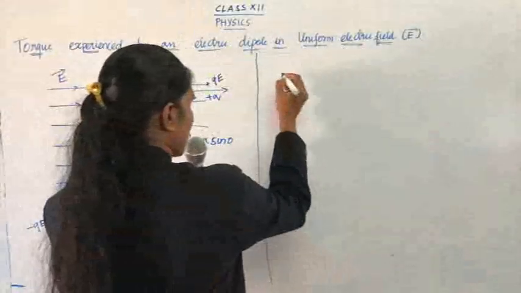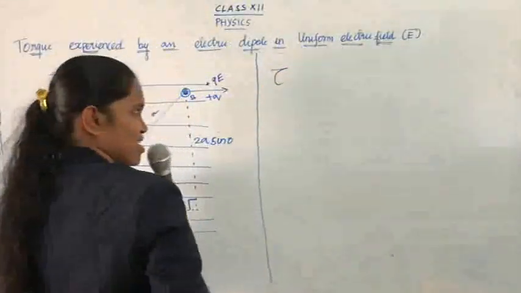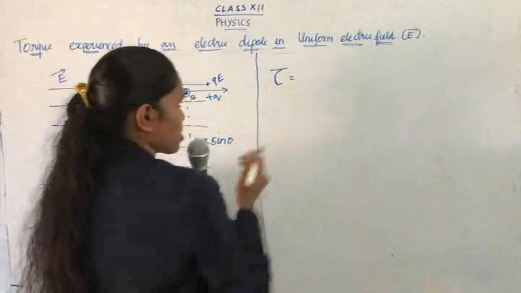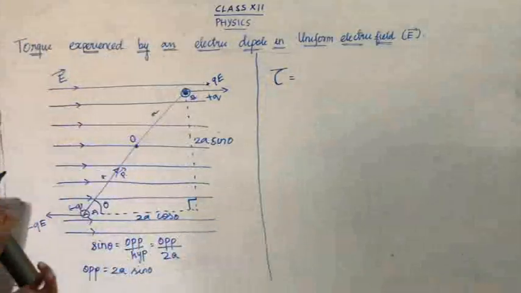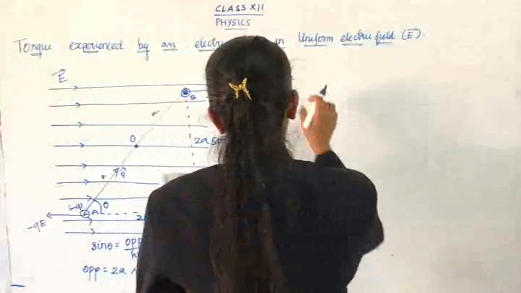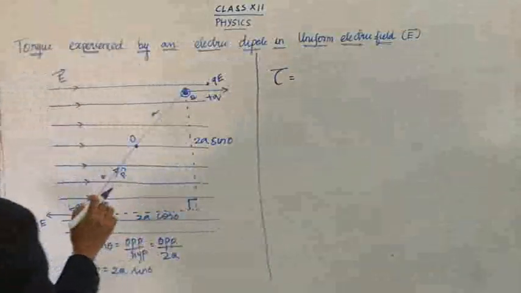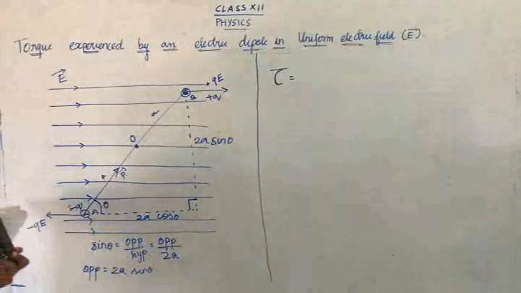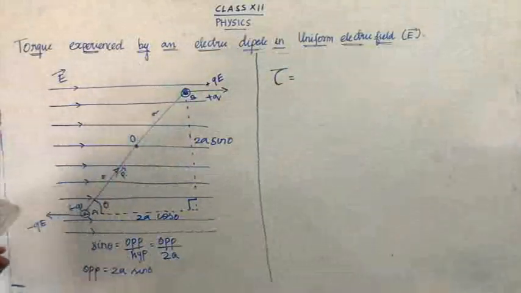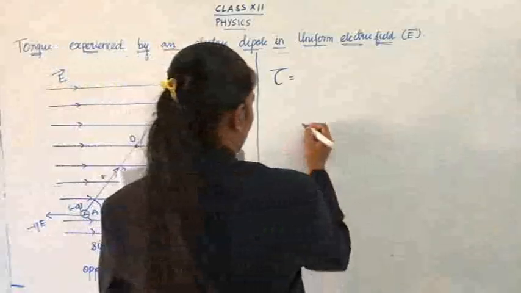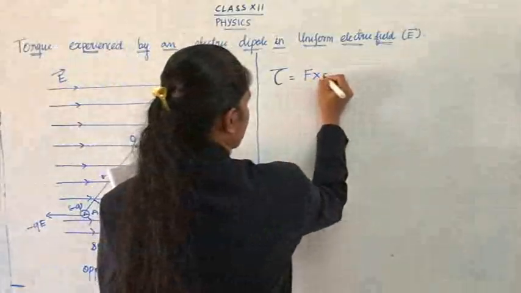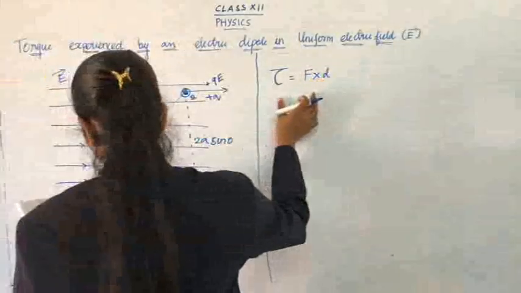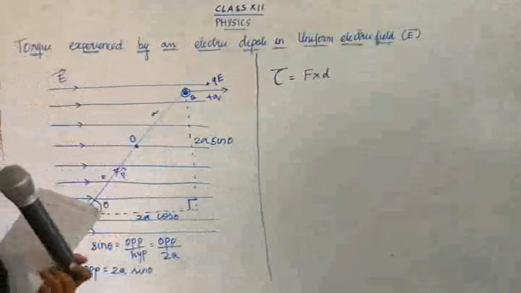The torque is expressed as tau. See the symbol? This is the symbol for torque. Now, what we are going to do, see here: OA into the force, the distance into force. Torque equals force into distance. We are going to apply that.